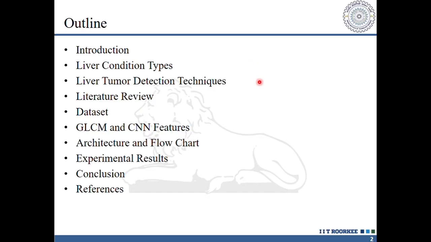In this project, I will discuss the introduction, liver condition types, liver tumor detection techniques, literature review, dataset, GLCM and CNN features, architecture and flowchart, experimental results, conclusion and references.